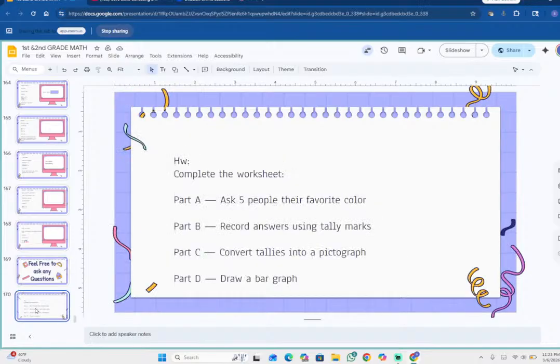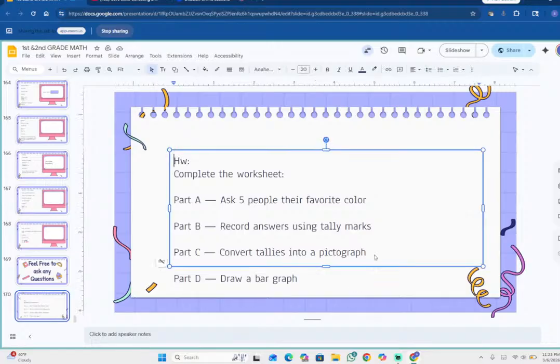And now complete the worksheet for homework. Okay. So part A, so ask 5 people their favorite color, record answers using tally marks, convert tallies into a pictograph or a bar graph if you want to take that route, and draw a bar graph. You don't have to do both. You can pick between a pictograph or a bar graph. That's fine.